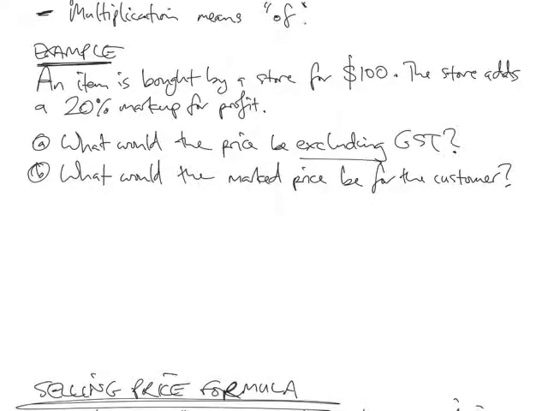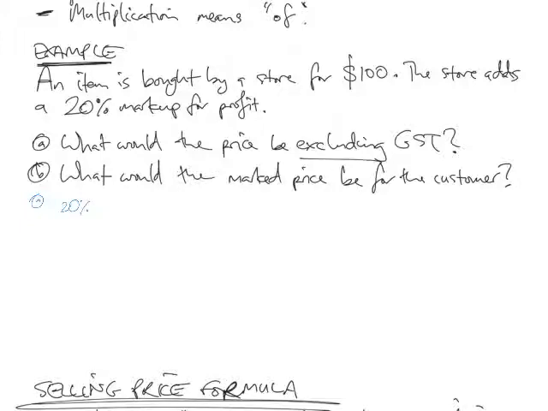So for an example here, an item is bought by a store for $100. The store adds a 20% markup for profit. What would the price be excluding GST? So ignoring GST, what would the price be? The other word for that is GST exclusive price. So the first thing we need to work out is what the 20% markup is. They're making 20% on top of the $100. So we're trying to answer A here.